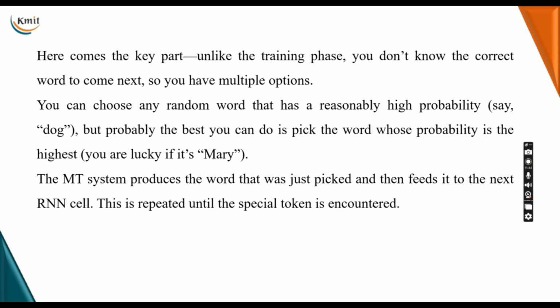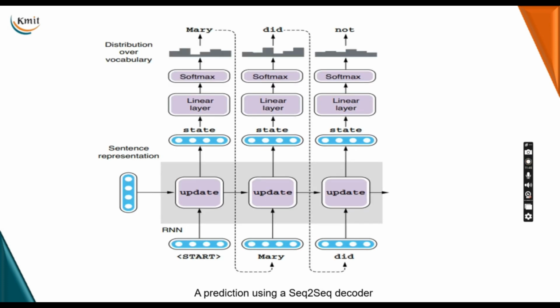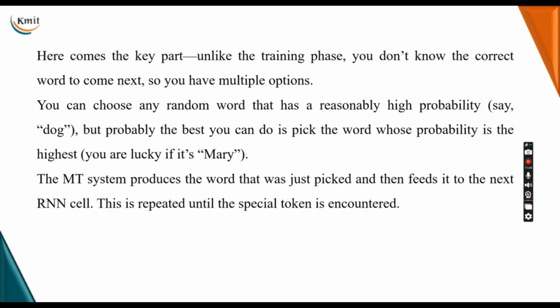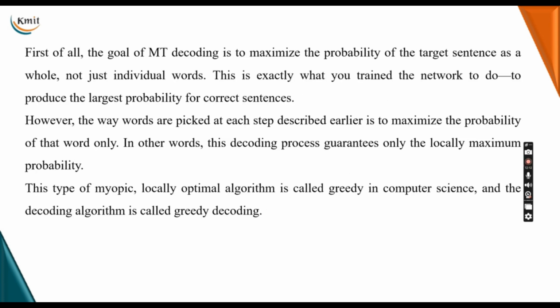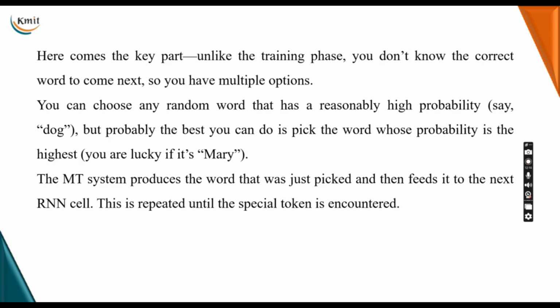Now, here comes the key part. Unlike the training phase that we have seen here, we do not know the correct word to come next because we'll have multiple options. You can choose any random word that has reasonably high probability. If you're lucky, we may get the word Mary, but sometimes we may get other words also. So the MT system here produces the word that was just picked and then feeds it to the next RNN cell. Now we are all good here.